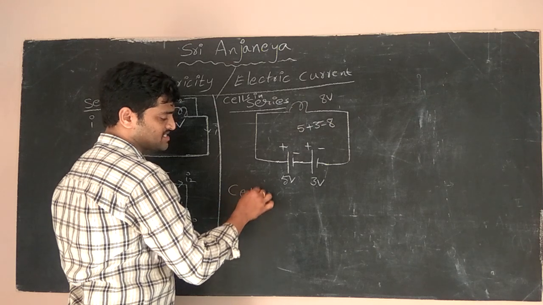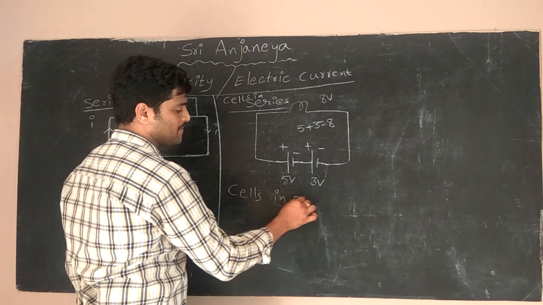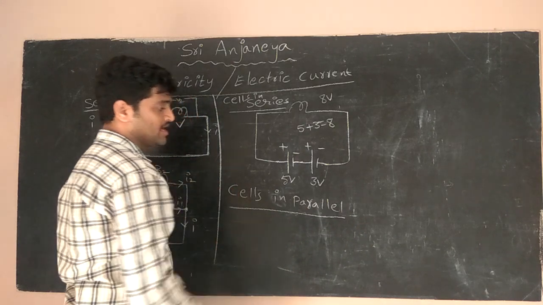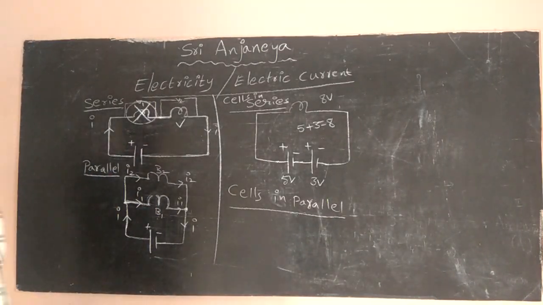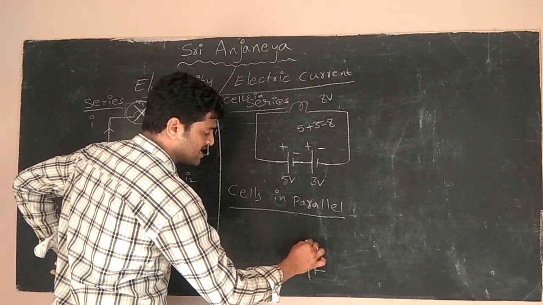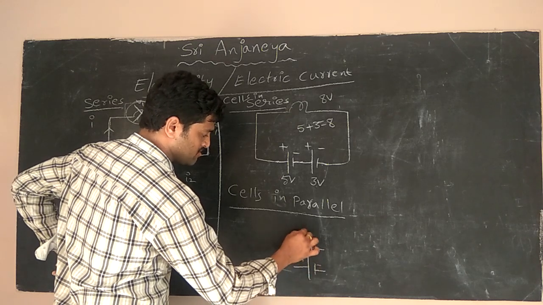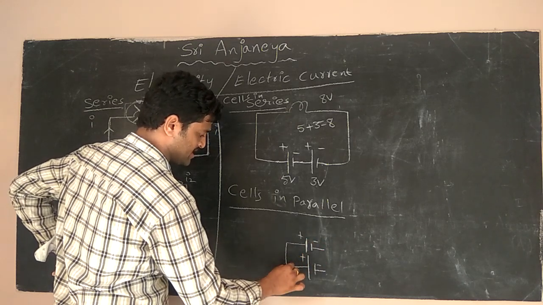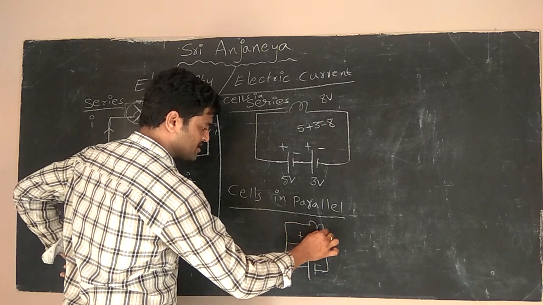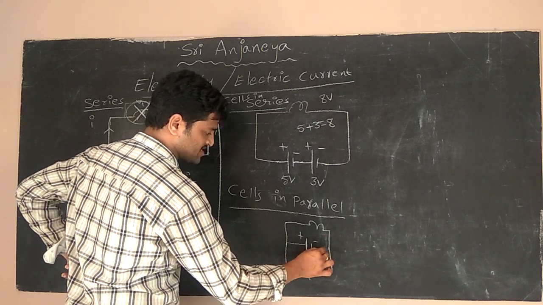Next, cells in parallel. This is the case where the cells are connected in parallel. This is one cell, this is another cell. Both are connected in parallel with a bulb. Let us see what will happen in this case.